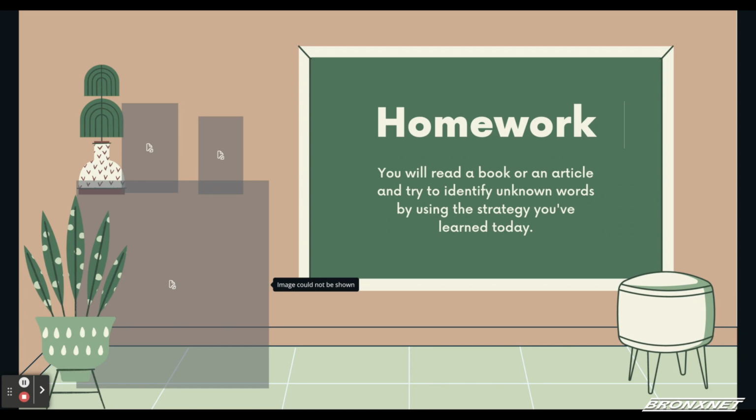You have homework. You will read a book or an article and try to identify unknown words by using the strategy that you learned today.